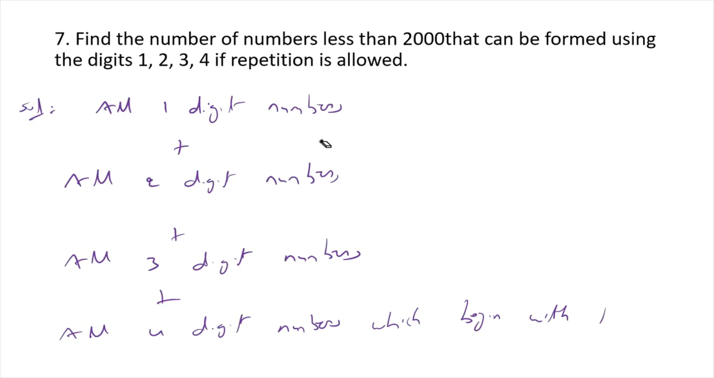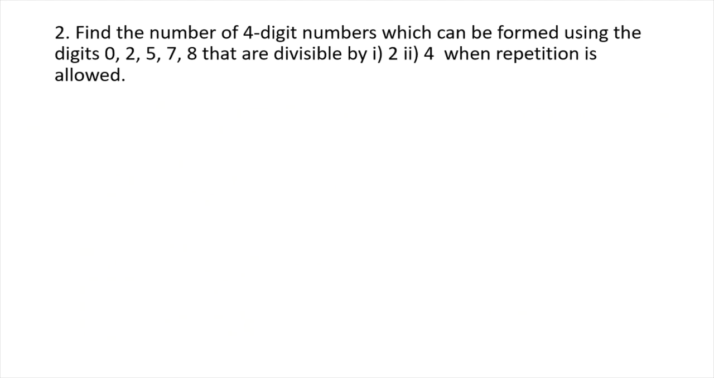Number of one digit numbers is just going to be 4, either 1, 2 or 3 or 4. Number of two digit numbers means we have to fill these two blanks with any of the 4 digits. Number of 2 digit numbers is going to be 4 square, and number of 3 digit numbers is going to be 4 cube. Okay, let us move on to the next question.